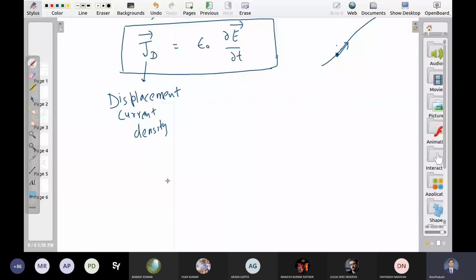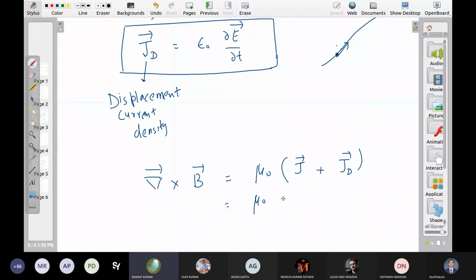Del cross B is mu naught J, जो हमने बनाया है by flowing some current in the wire, or JD. What is JD? Mu naught epsilon naught dE by dt. Now, what is the surprise here?